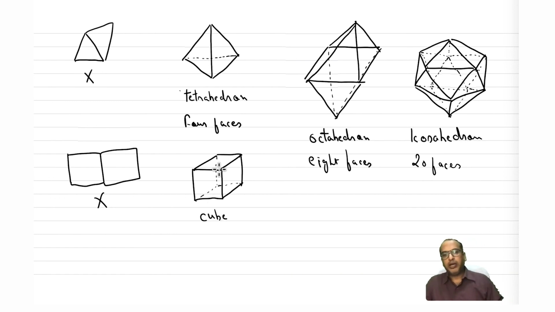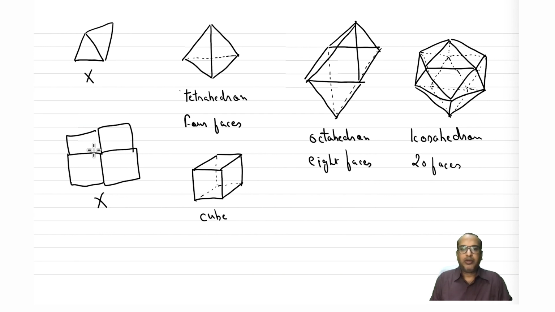And if you try to combine 4 of these things at a vertex, then it will form a planar structure again, right? It will no longer form a polyhedron. So this is also not a possibility. So with square, the only possibility is a cube. With triangle, there are 3 possibilities.